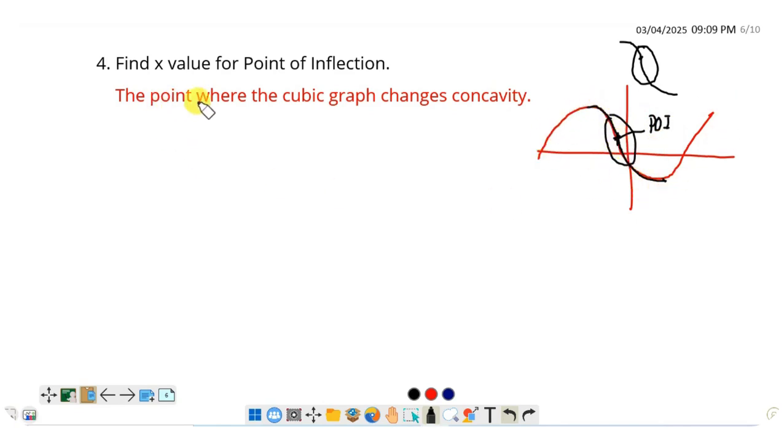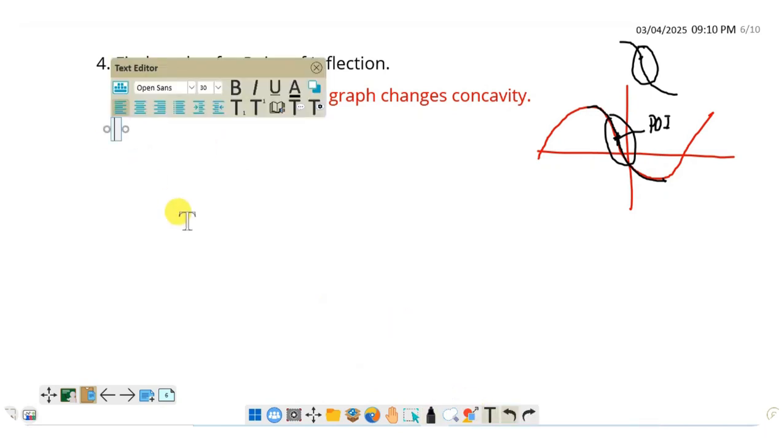Right. Okay. And how do we get that? We get the x for that point by deriving the equation of the graph twice. So when we do the first derivative, we get the gradient. When we do the second derivative, we get the point of change. So here is the second derivative. So you derive twice.